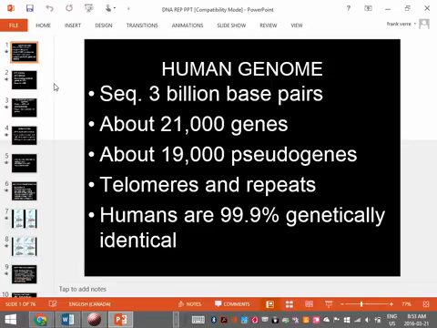Trivia question. In 2003, there was something that was officially published. There was a rough draft that came out in 2001, but the official publication was 2003. It was a publication of, guess what? Very important publication. There's a hint on the screen. The human genome.